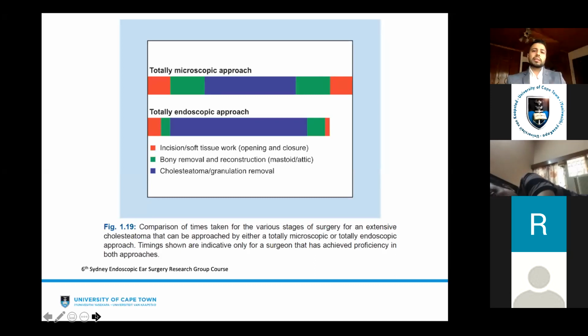So if you look at the total time that's used between these two approaches, you'll see here that the incision, well, there's hardly any incision or soft tissue work that you're going to use with a totally endoscopic approach. So that time is gained there. You gain time with having not to do any mastoidectomy or any bony work initially. You spend a decent amount of time addressing the disease. But you see here the total amount of time that you use using a totally endoscopic approach is obviously going to be far less than a microscopic approach.